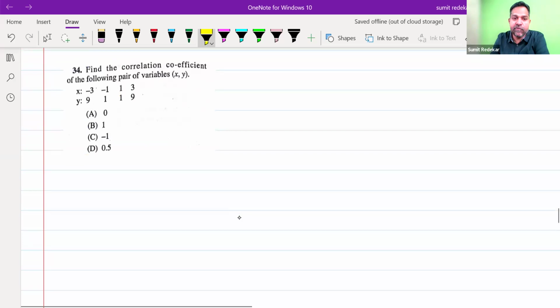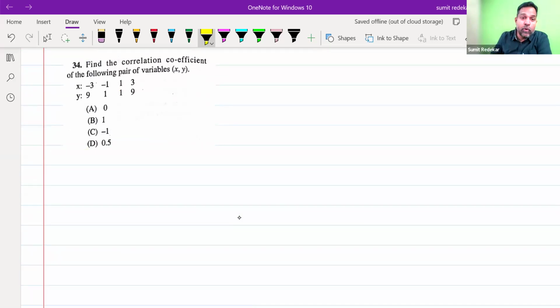Question number 34. Find the correlation coefficient of the following pair of x and y. Well, if you want me to give you the answer orally, the answer is 0. Why is the answer 0? Why am I so confident? Because look at the movement. X is moving beautifully.